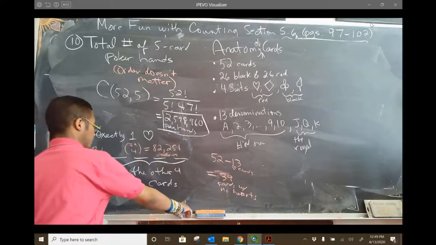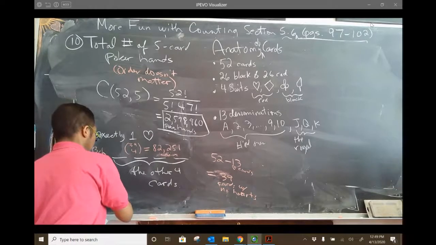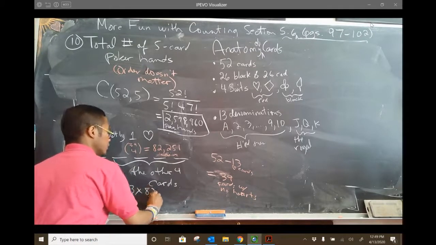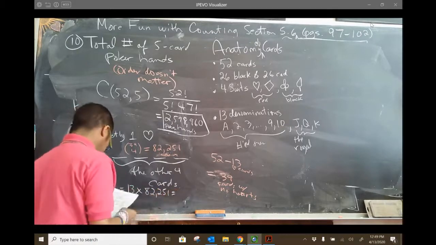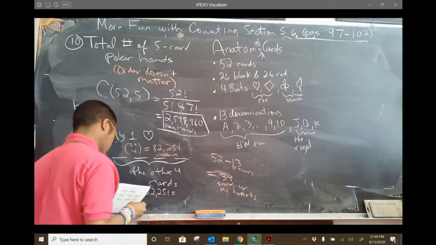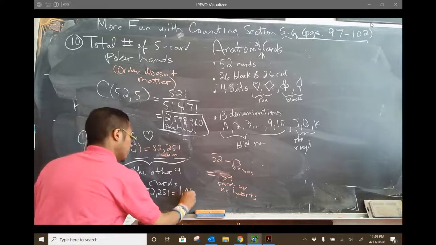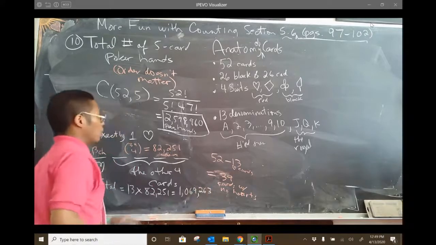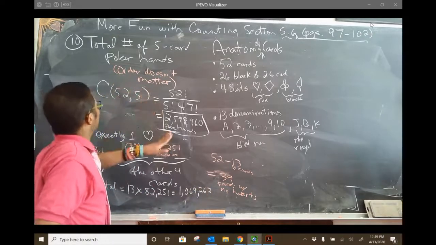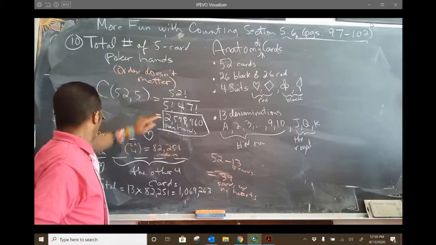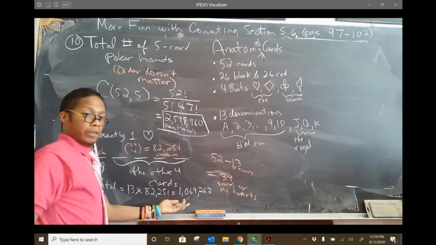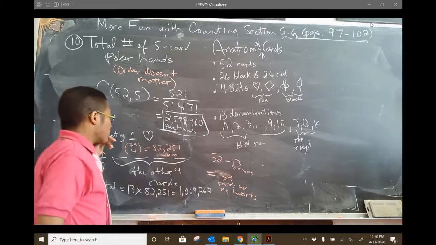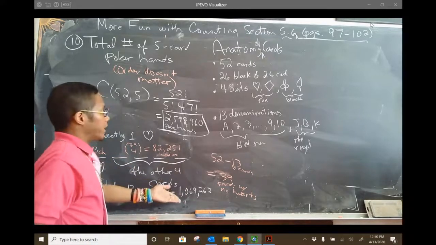So then the total equals 13 times 82,251, which is 1,069,263. So of the 2.5 million poker hands, the probability of getting 1 heart is pretty good. You're most likely going to get 1 heart when you're dealt 5 cards. So it's almost a 50% chance.